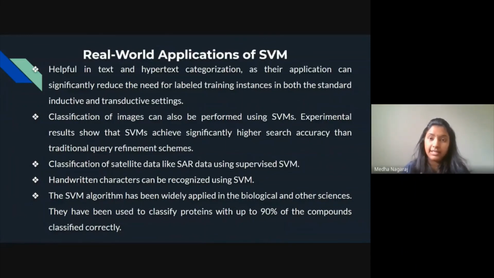Also, last but not least of the applications, the SVM algorithm has been widely applied in biological and other sciences. They have been used to classify proteins with up to 90% of the compounds classified correctly.